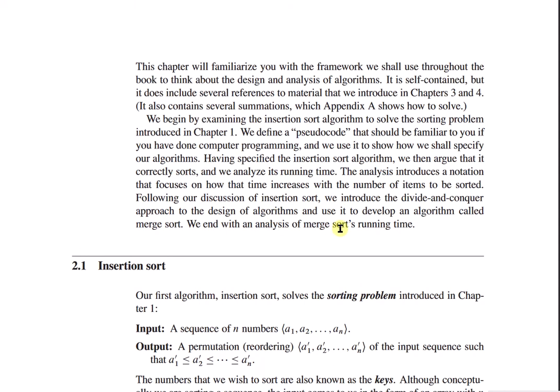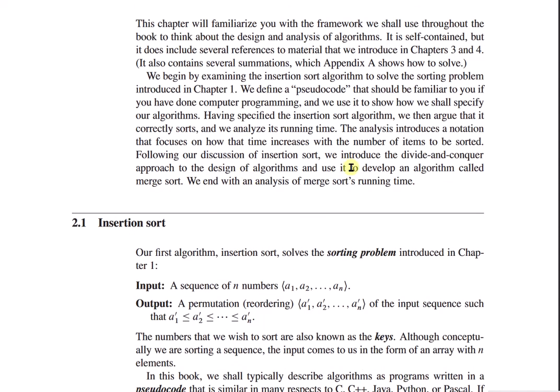This chapter will familiarize you with the framework we shall use throughout the book to think about the design and analysis of algorithms. It is self-contained, but it does include several references to the material that we introduce in chapters 3 and 4. It also contains several summations. We begin by examining the insertion sort algorithm to solve the sorting problem. We define a pseudocode that should be familiar to you if you have done computer programming, and we use it to show how we shall specify our algorithms. Having specified the insertion sort algorithm, we then argue that it correctly sorts, and we analyze its running time. The analysis introduces notation that focuses on how the time increases with the number of items to be sorted.